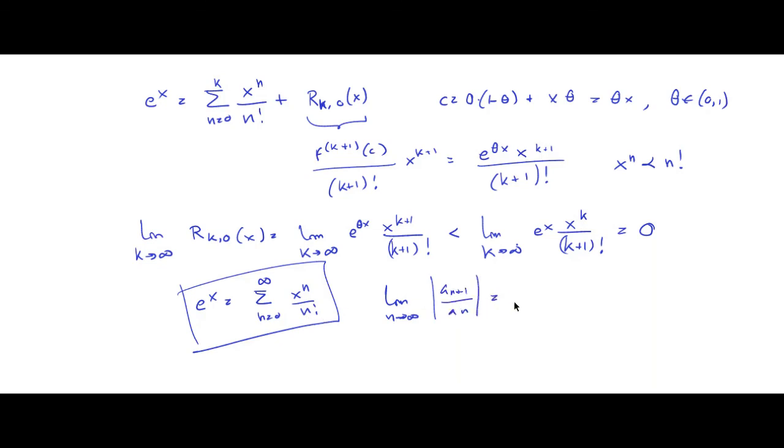A to the n plus 1 is what? Sorry, it's x to the n plus 1 divided by n plus 1 factorial, all of this divided by x to the n over n factorial. Or in other words, this is the limit when n goes to infinity of x divided by n plus 1. And again, because x is constant, this limit is going to be 0.